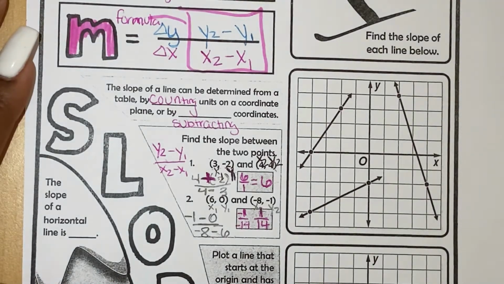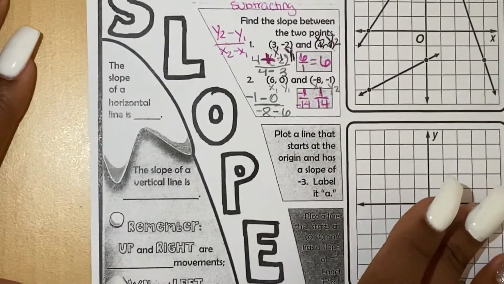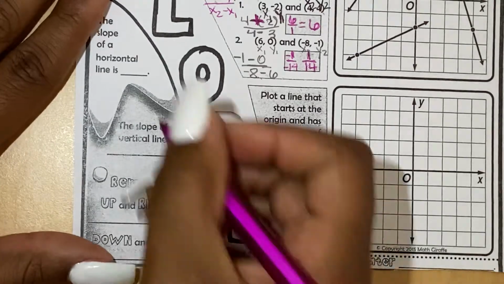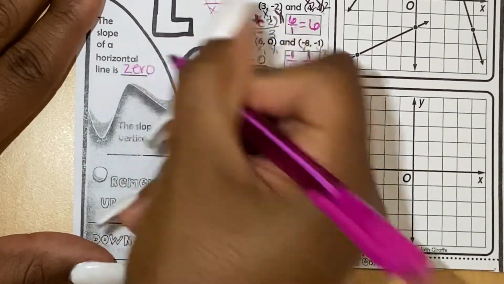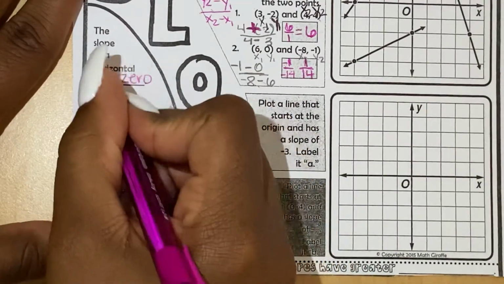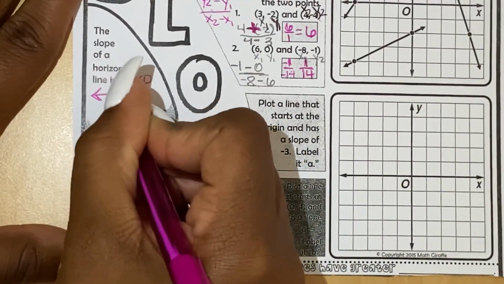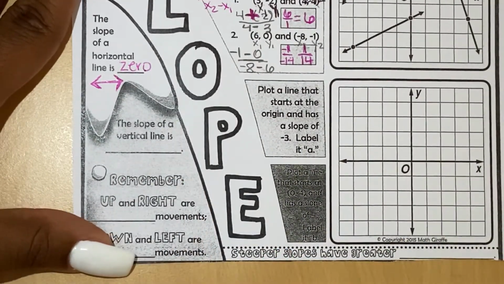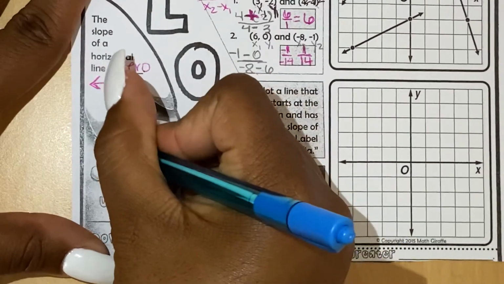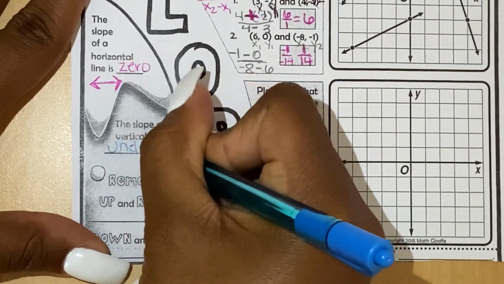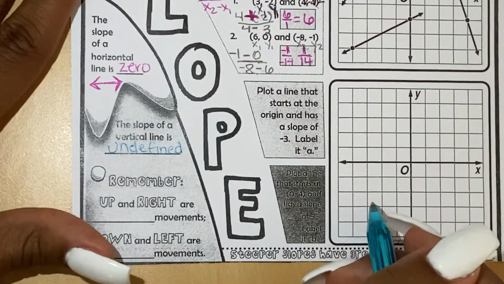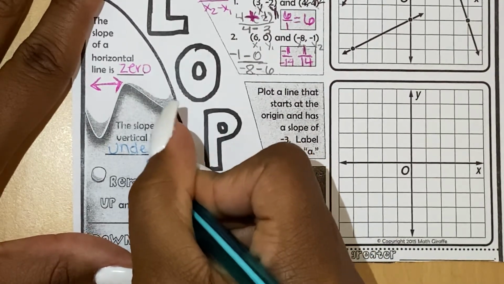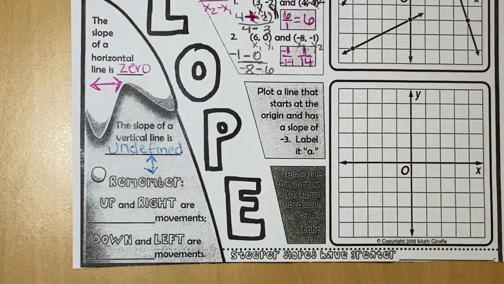Now let's go here to the side, underneath the actual word slope, okay? The slope of a horizontal line is 0. And if we need a reminder about a horizontal line, remember it is the line that goes from left to right. Okay? The slope of a vertical line is undefined. And if we need a reminder about a vertical line, remember that is the one that goes up and down.